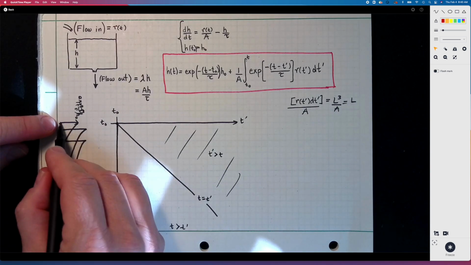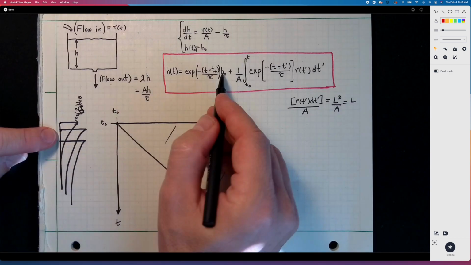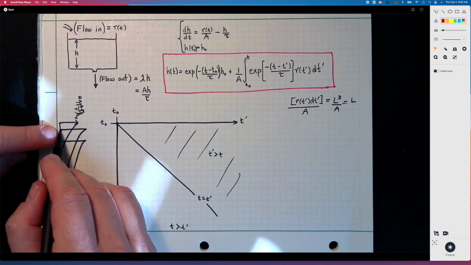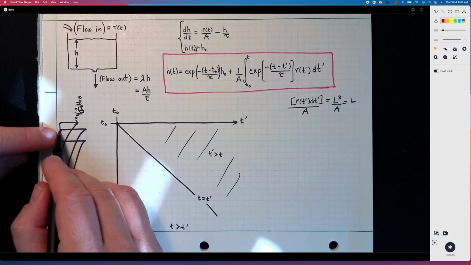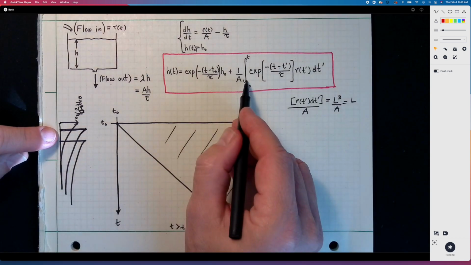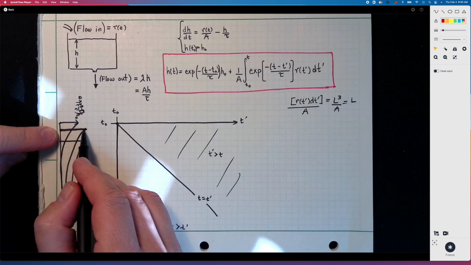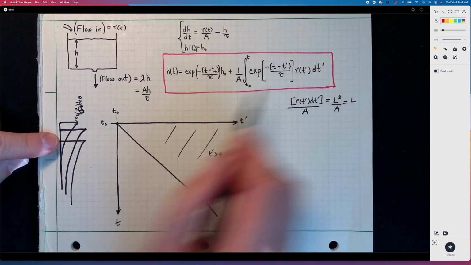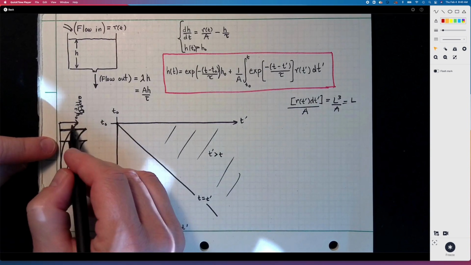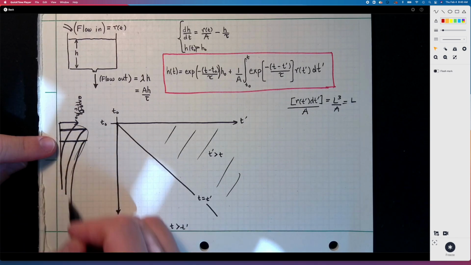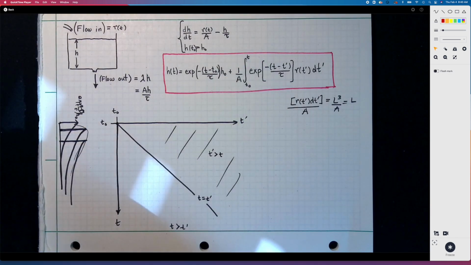So this one is at t prime equals 0, that's the initial condition. Then at t prime equals t naught. Then a little bit beyond t naught we have a new input from r, and then it decays. Then a new input from r prime at a later time, and it decays. And in reality we have a continuum of inputs from r prime.